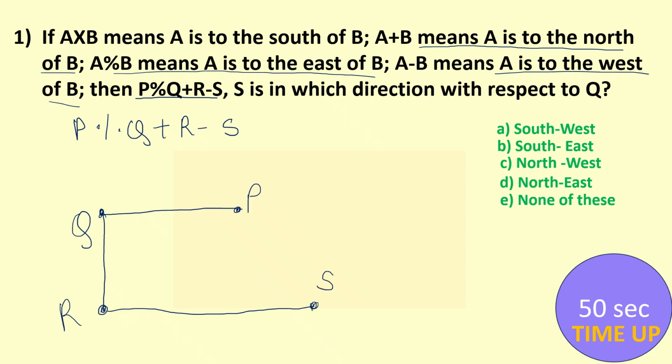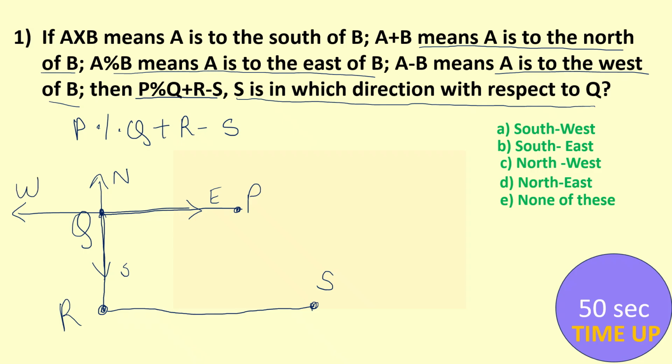They have not mentioned the distance. So what is the question asked? S is in which direction with respect to Q? So with respect to Q, here the diagram map you need to draw. This is your north, this is your south, this is your east, and this is your west.